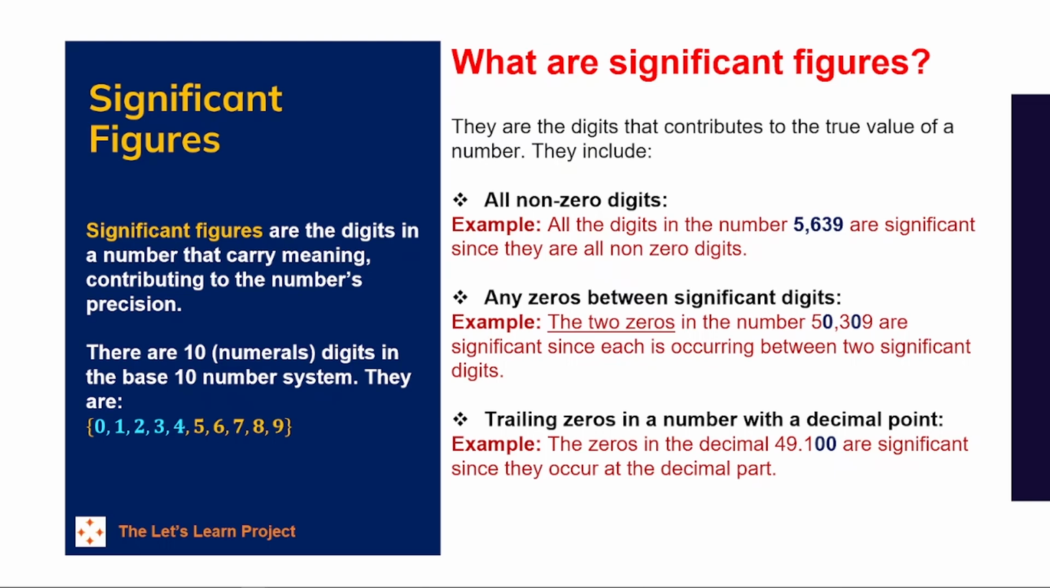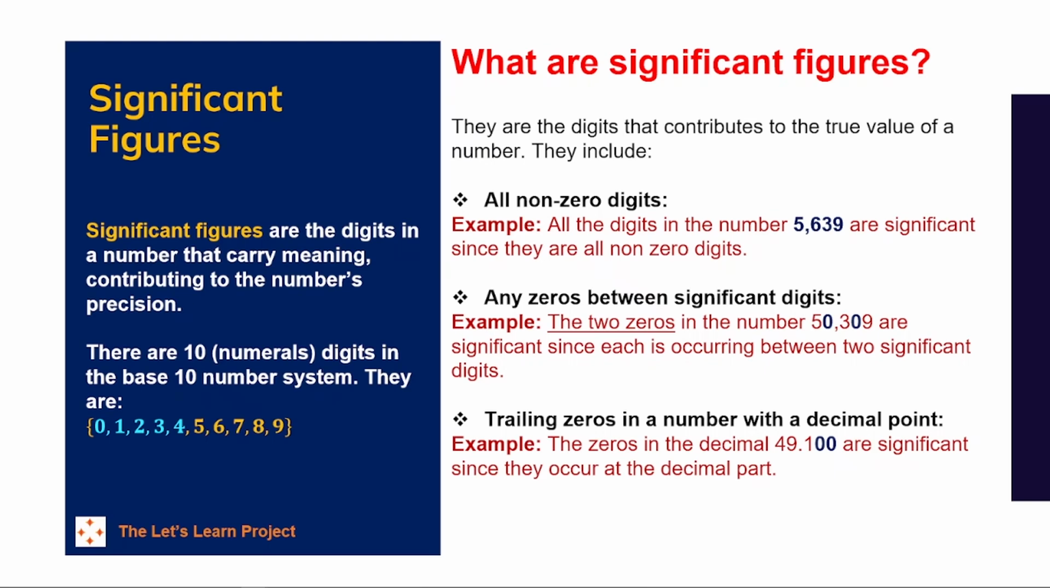When zeros occur in between two significant figures, or in between two non-zero digits, those zeros are considered significant. And when trailing zeros occur after a decimal point, even though they hold no value at that position, they are still considered significant.